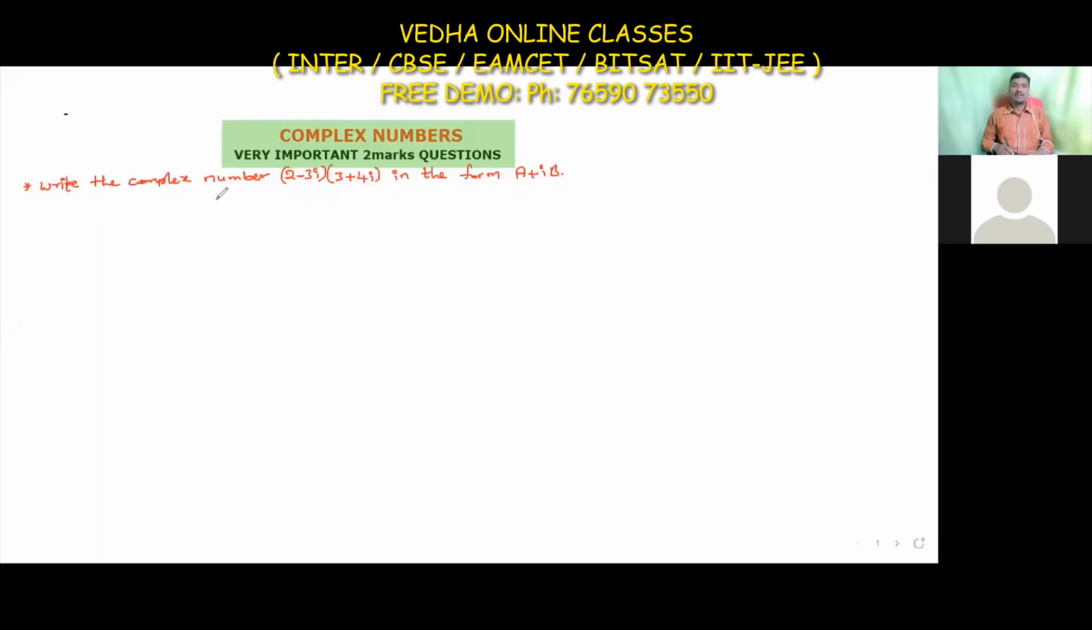Write the complex number (2 minus 3i)(3 plus 4i) in the form a plus ib. Always take the given complex number as it is. Let z equal (2 minus 3i) into (3 plus 4i).